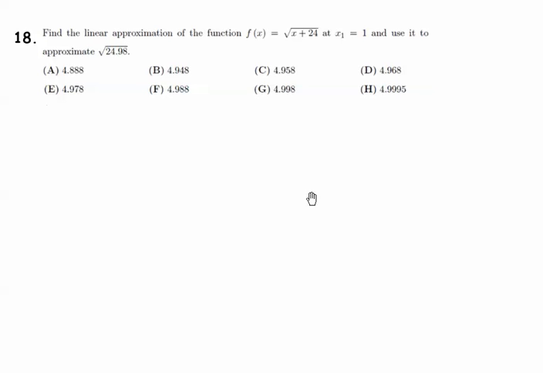All right, in number 18, we want to do a linear approximation of this function. And we want to use our tangent. So we want to use x1 of 1, and you can see why. I hope if we put 1 in for x, we'd have the square root of 25. So that's our easy point of tangency.